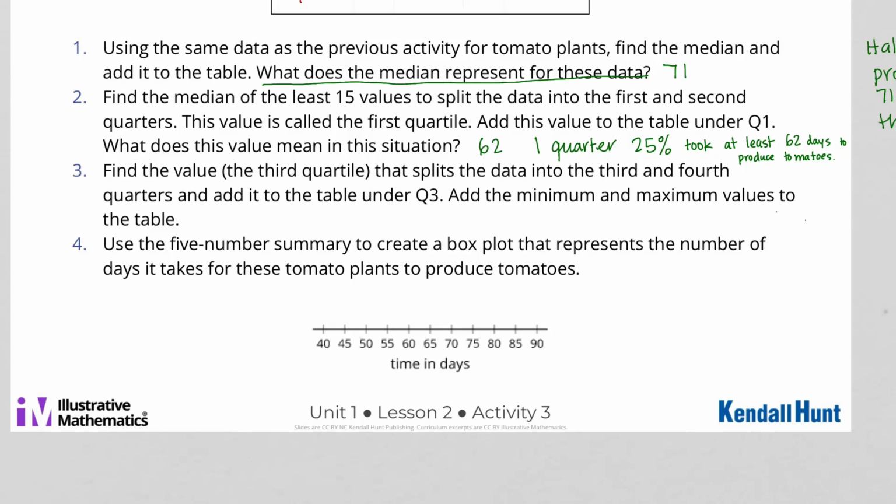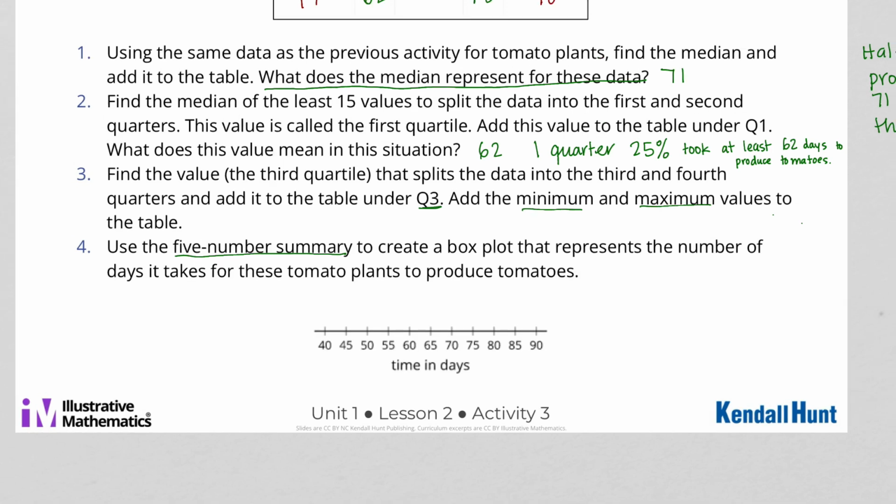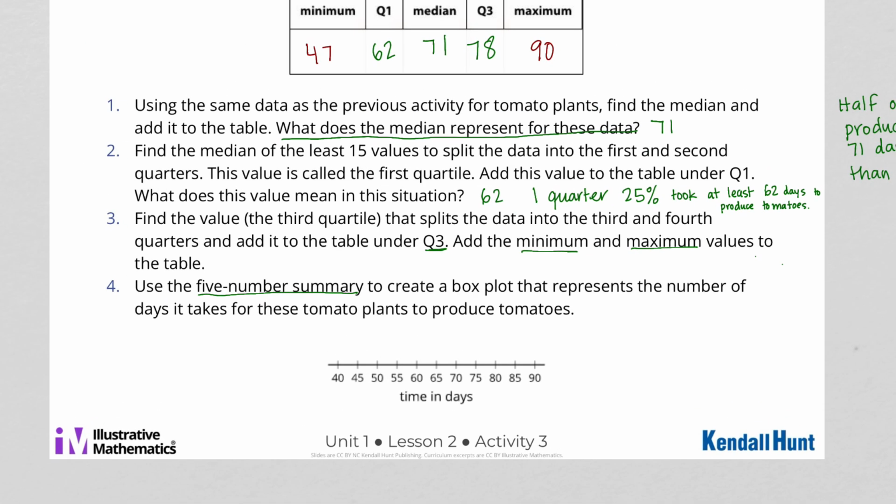Okay, this next part of the question is not asking us to define what it means in this situation. They just want Q3, the minimum, and the maximum, and we already found those values. So using this 5-number summary, go ahead and create the box plot. Remember that to create it, we're just going to put tallies on each one of these values. So 47 would be somewhere around here, 62, 71, 78, and 90. Q1, the median, and Q3 make up the box.